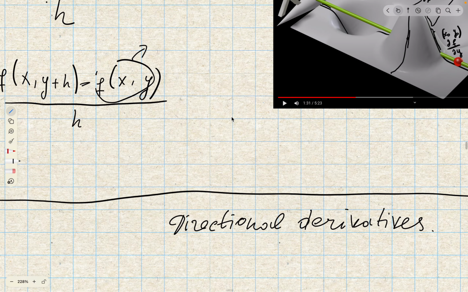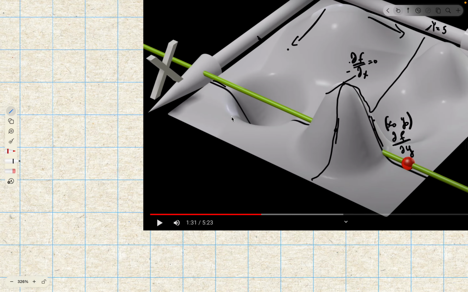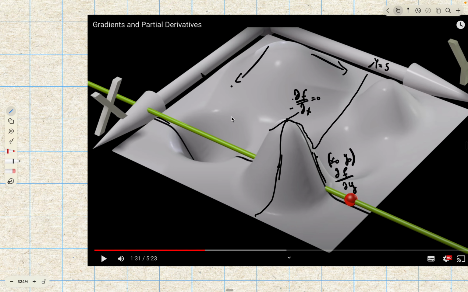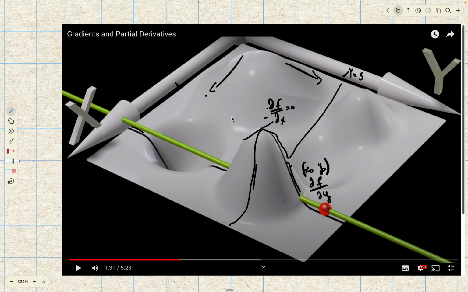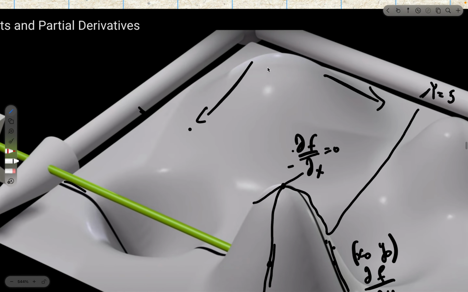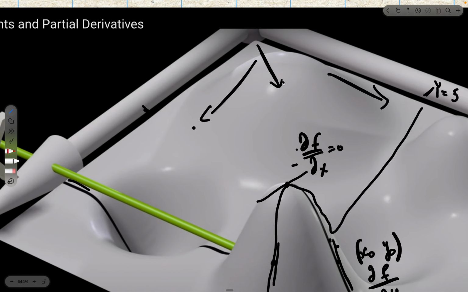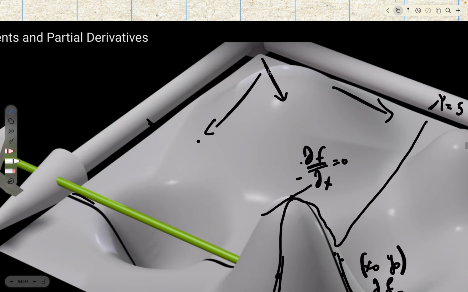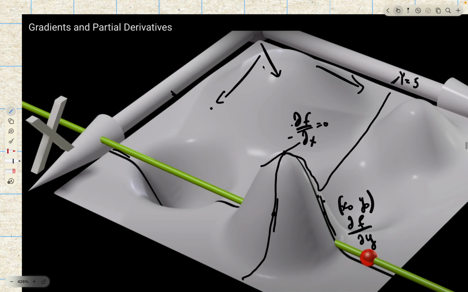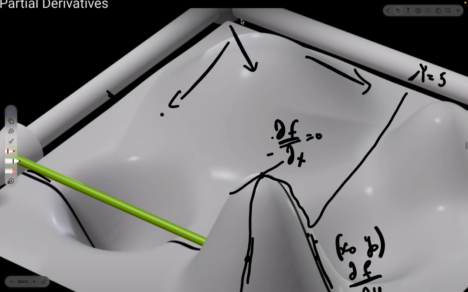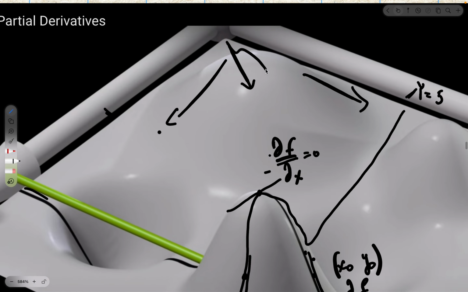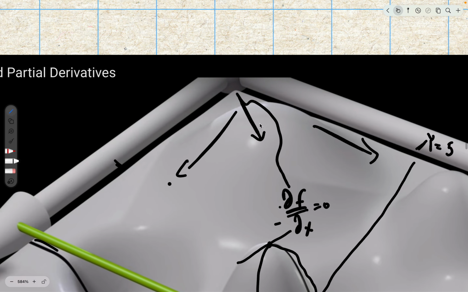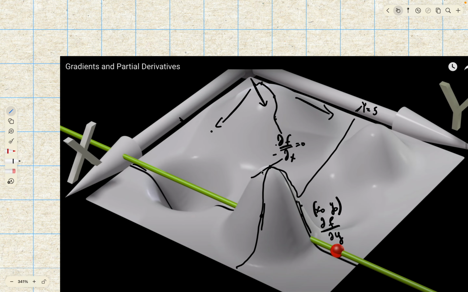But what if we don't purely move in the direction of y nor x, but we move in some specific direction? For example, we move in this direction. Then how do we calculate the slope? For example, let's say we are moving in this direction, and we want to find the slope at any of these points. Then how will we do it?